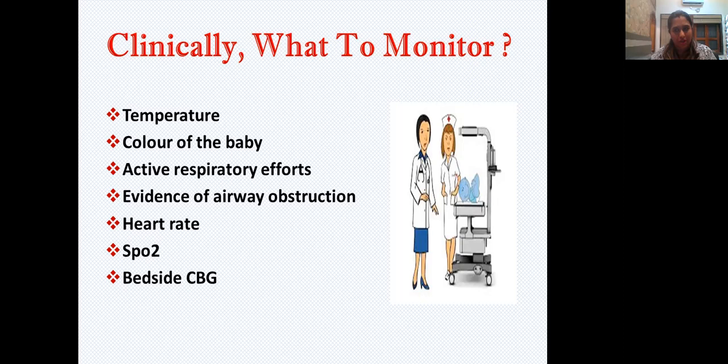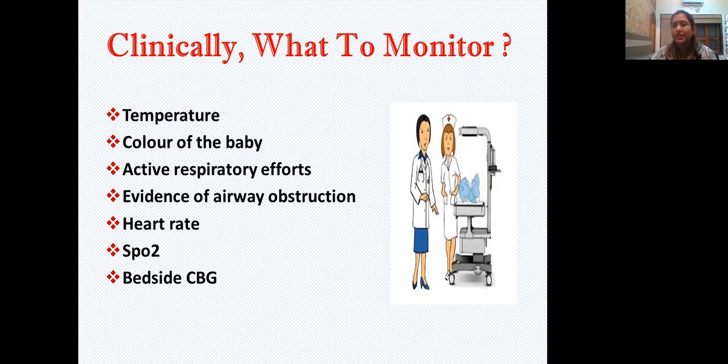So accordingly, saturation we have to monitor. Active respiratory efforts, because whether the baby is having apnea or not. And for that, we can monitor the baby clinically. Apart from that, in Western countries there are apnea monitors as well.